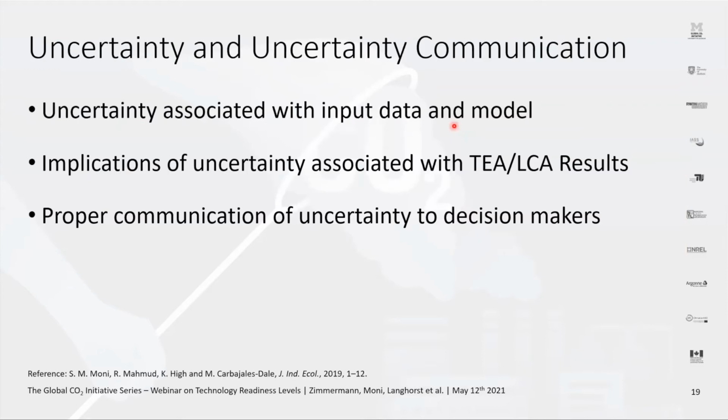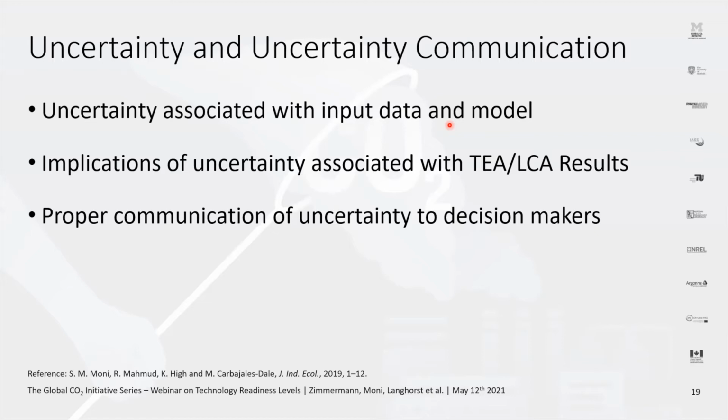Uncertainty and uncertainty communication is also very important. We know with traditional LCA there are obviously uncertainty issues, but for emerging technology it is also very extreme, because we have some issues that are known, and there is also unknown uncertainty here. Obviously there is uncertainty associated with the input data and model, because the quality of the data is not always good at low TRL, and there are also data limitations. There is also uncertainty associated with the model. So while performing LCA and TEA, how to handle those uncertainties is very important.